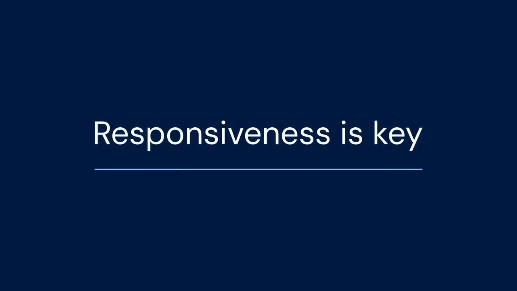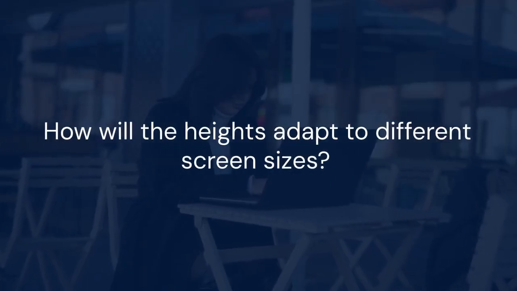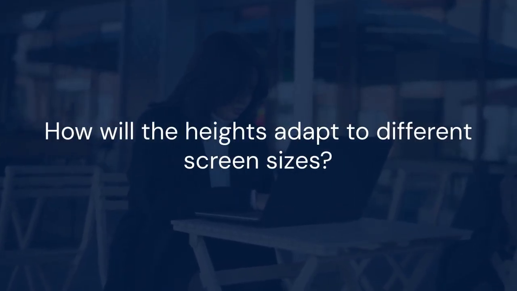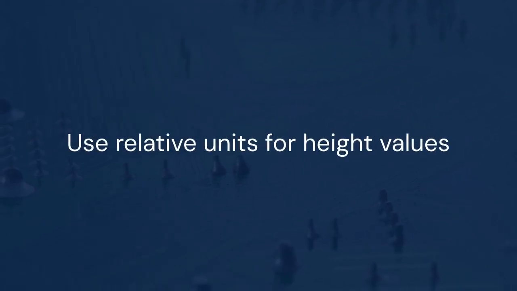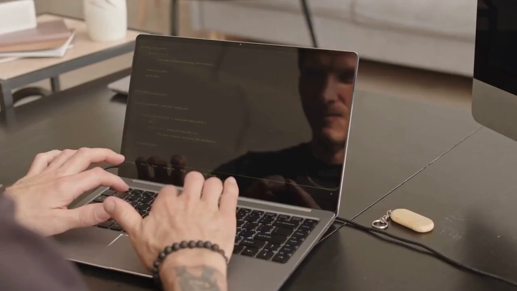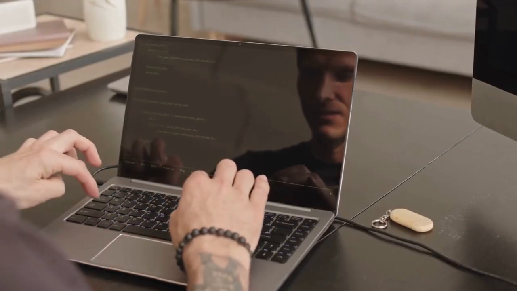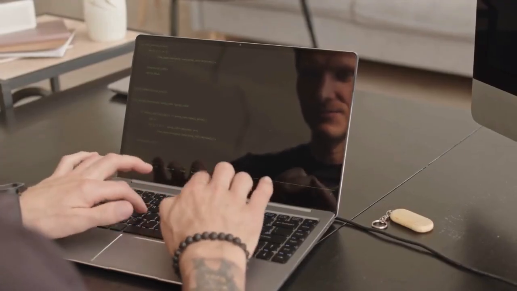Finally, responsiveness is key. Consider how your mat-form-field heights will adapt to different screen sizes. Using relative units like em or rem for height values can help maintain a consistent look across devices. Also, media queries can be used to adjust the height based on screen size.